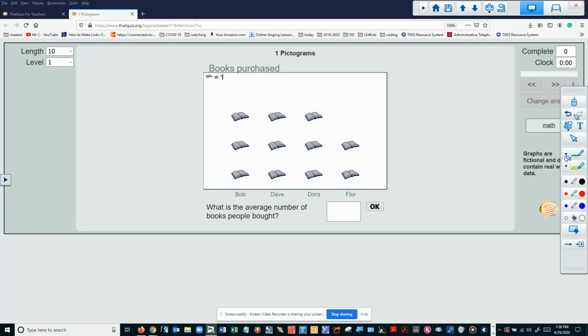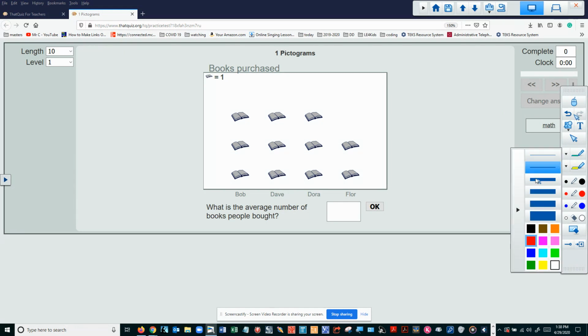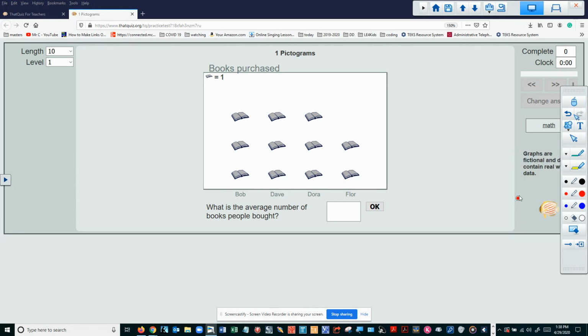We've already had a chance to talk about finding the mean, which is also what? Think you should have it. Starts with an A, average. So what we're going to do is look at this pictogram because we're going to find the average dealing in a pictogram.